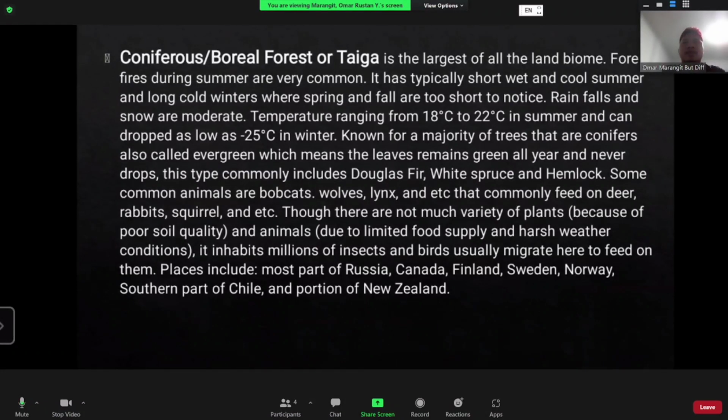Some of common animals are bobcat, wolves, lynx, and etc. that commonly feed on deer, rabbits, squirrels, and etc. Though there is not much variety of plants because of poor soil quality and animals due to limited food supply and harsh weather conditions. It inhabits millions of insects and birds usually migrate here to feed on them. Place includes most of part of Russia, Canada, Finland, Sweden, Norway, southern part of Chile, and portion of New Zealand.